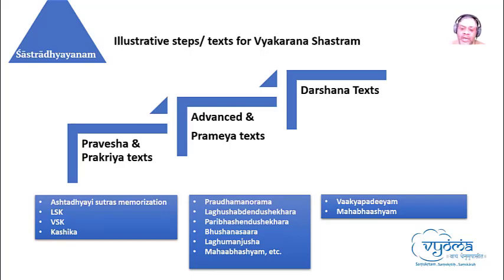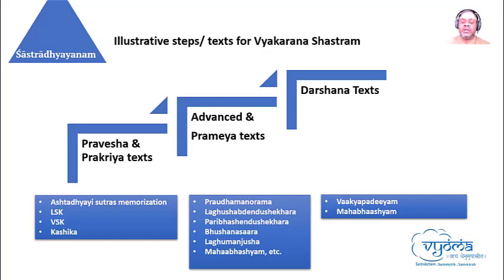The second level of Vyakarana Shastra means advanced and Prameya texts, where we have analysis of the sutra meaning. Why does the sutra meaning have to be like that? Why not like this? All those analyses are in advanced texts, which are called Prameya texts, like Praudha Manorama, Laghu Shabdendu Shekhara, Paribhashendu Shekhara, Bhushana Sara, Laghu Manjusha, Mahabhashya, etc. And then you have the philosophical level texts of Vyakarana Shastra, which are Vakyapadiyam, Mahabhashyam, etc. So each Shastra has to be dealt with in a separate way.